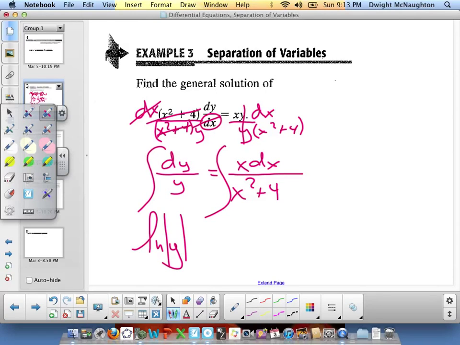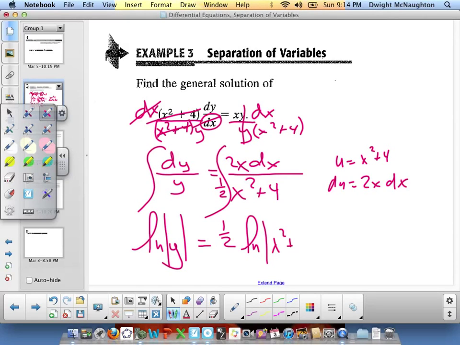The right side, that's x dx over x squared plus 4. That's almost du over u. If u was x squared plus 4, du would have to be 2x dx. So we're close. We need a 2 there. If I do multiply by 2, I have to balance it by also multiplying by 1/2. We now have the du over u pattern. So it'll be 1/2 natural log of x squared plus 4 plus a constant.